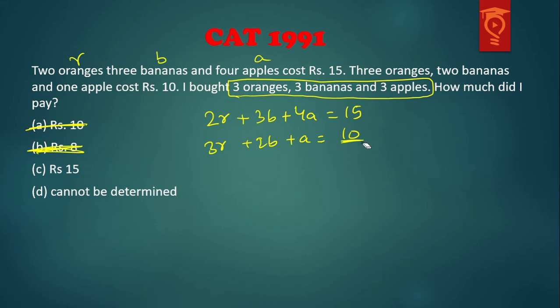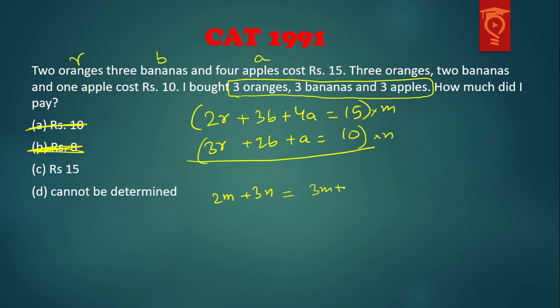So through this question, let us have some knowledge. If you want to know whether the given combination is possible or not, you just multiply the first equation by m and the second by n, where m and n could be anything rational. You want an equal number of oranges, bananas and apples. So 2m plus 3n should be equal to 3m plus 2n, which should be equal to 4m plus n.